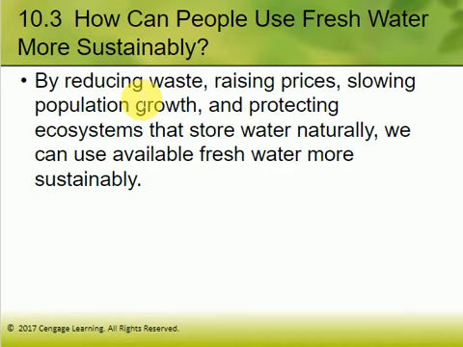We could slow population growth. Good luck with that. Protect ecosystems that store water naturally, like forests, or protect our swamplands and our marshlands and our wetlands and all those types of things that we talked about as good practices in the fall.